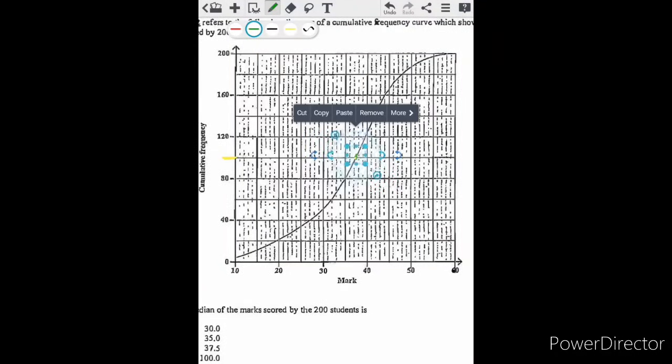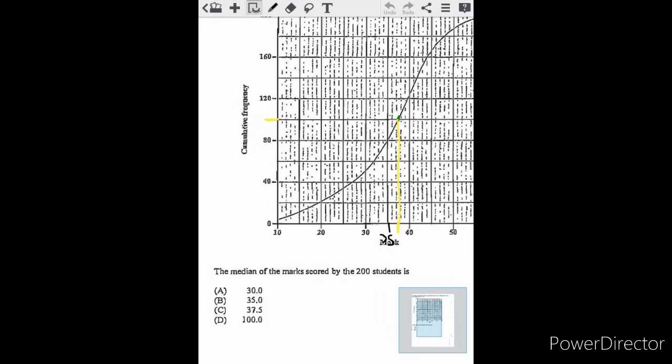So we're going to get our marker. Let's use yellow. And we're going to plot that down to our x. And that's somewhere about there. So let's just draw that. Yes, so that is our mark. And that value would be, let's say that's 35, then that would be somewhere about 37.5. Yes, so that answer would be C.